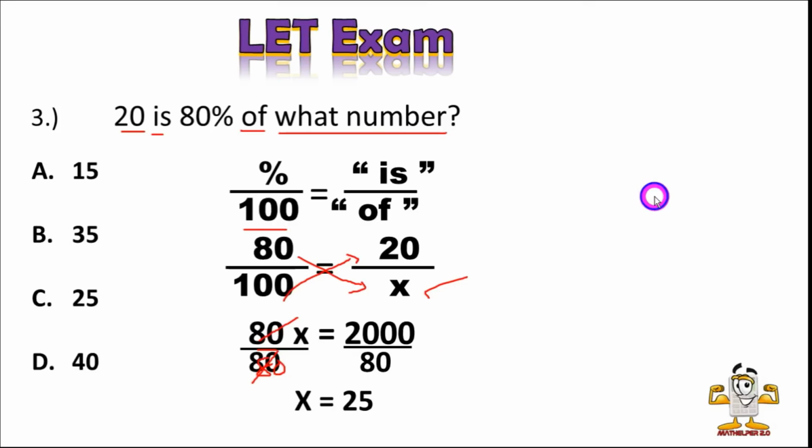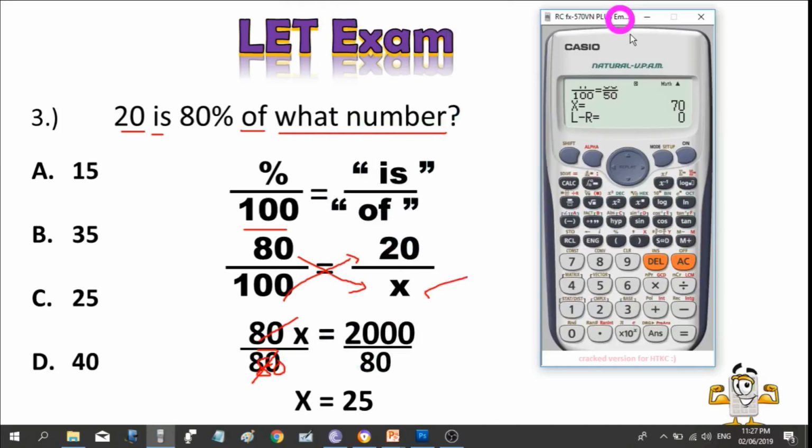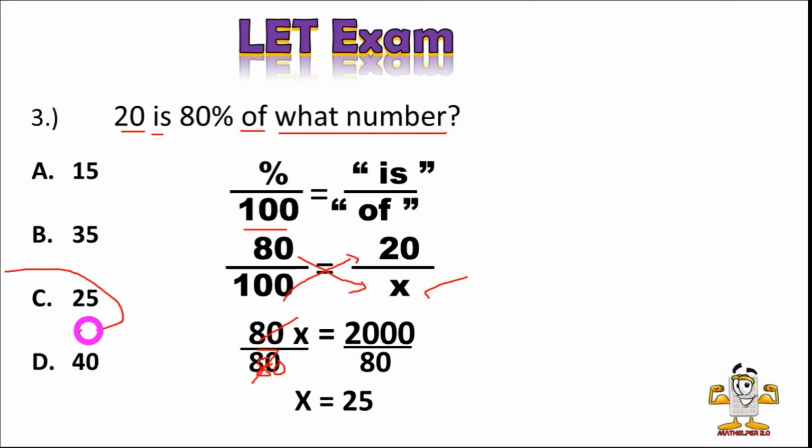So, pwede rin natin calculate yan using calculator para po madali po. So, allowed naman po tayo na gumamit ng calculator during exam. So, gagawin lang po is, input lang po natin tong formula na to. So, 80 over 100, alpha x para makuha po yung equal sign. So, 20 over alpha x. So, shift, solve, then equals. So, the correct answer is 25. So, the correct answer is letter C.